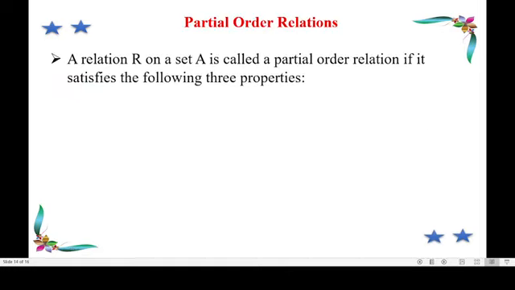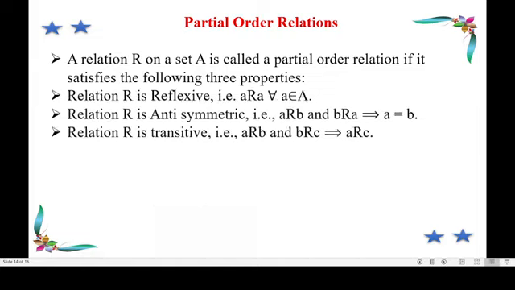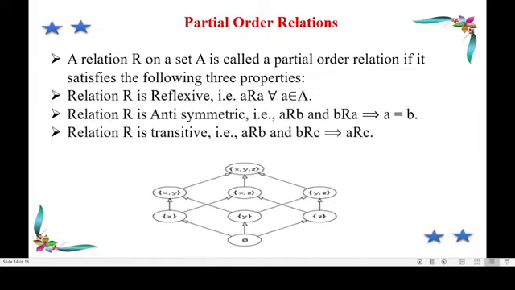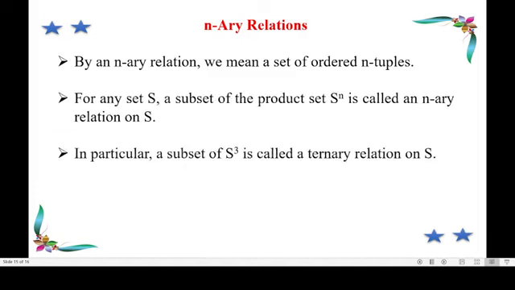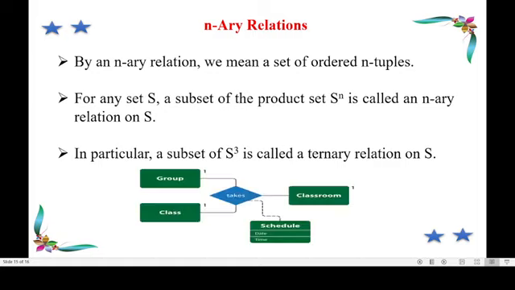Next, let us consider the partial order relation. A relation is a partial order relation if it satisfies the following three properties: reflexive, antisymmetric as well as transitive. Now let us consider n-ary relation. It is a set of n-order tuples, and a subset of the product set S to the power n is called an n-ary relation. A subset of S cube is called the ternary relation on S.